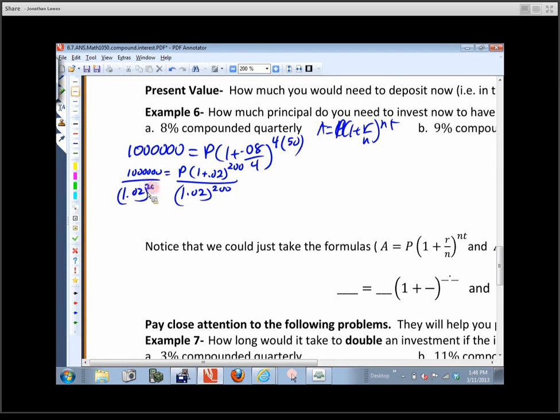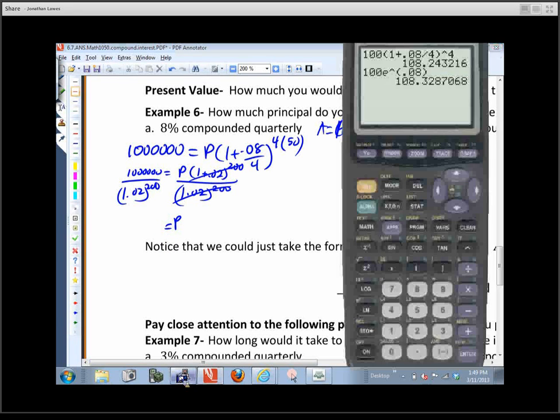1.02 raised to the 200th. Those are going to cancel, so I end up with P equals. So if I grab the calculator and type this in, 1 million, so 1 followed by 6 zeros, then we're going to divide by, and I am going to put this in parentheses just for the heck of it, 1.02, and then we're going to raise that to the 200th, right?